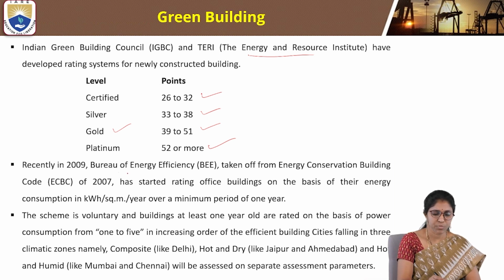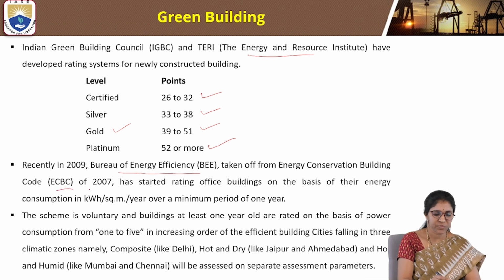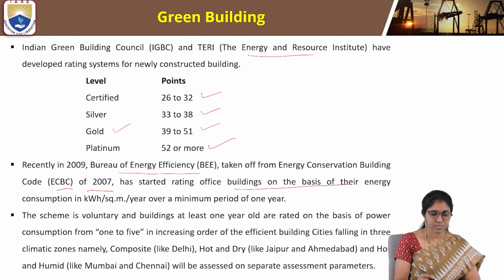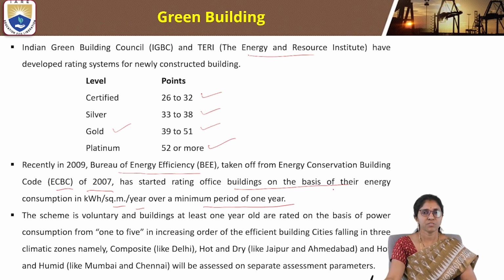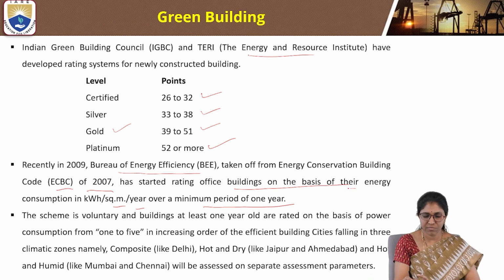Recently in 2009, the Bureau of Energy Efficiency, taking off from the Energy Conservation Building Code, ECBC of 2007, has started rating office buildings on the basis of their energy consumption in kilowatt hour per square meter per year, over a minimum period of 1 year.